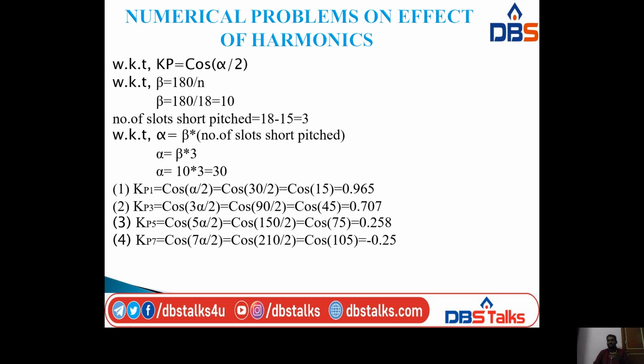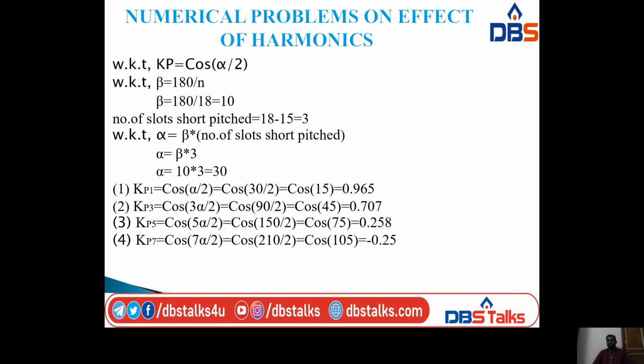So we know that alpha is equal to beta into the number of slots short pitched. Here the number of slots short pitched is equal to 3. So substitute that value into this one. So alpha is equal to beta into 3. Previously we calculated the beta value, so we will have 10, substitute here. So alpha is equal to 10 into 3. We have 30 degrees. Alpha is 30 degrees.